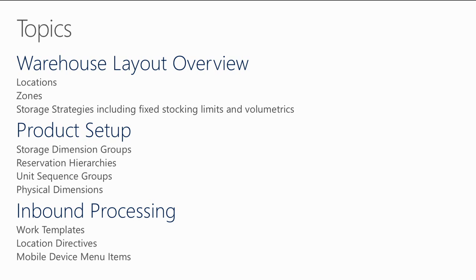So there's some key concepts here that control that. Work templates, defining the steps that are required, what needs to be done within the warehouse. Location directives allow us to define where things will go in the warehouse, set the rules that determine where inventory should be put once it's been received. And the mobile device menu items define how the users interact with the system. So how do the workers in the warehouse interact with AX when they're performing these functions? So we'll talk about each of those.